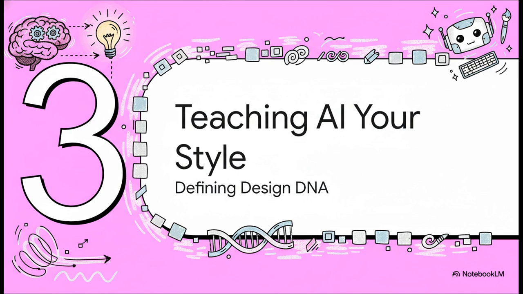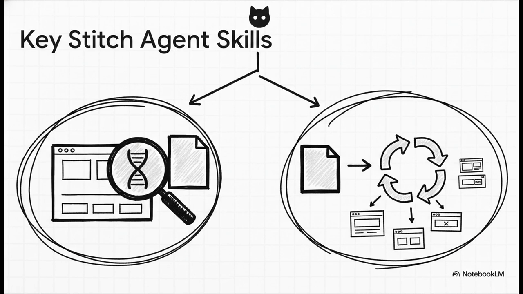Okay, now we get to my favorite part. This is where we teach the AI to think like you. We're not talking about generic cookie-cutter templates here. We're talking about giving the AI your unique design DNA. We're basically creating your own personal design apprentice. And how do we do that? We use 2 really powerful pre-built agent skills that you can grab right from Stitch's GitHub. You can think of these skills like apps for your AI.